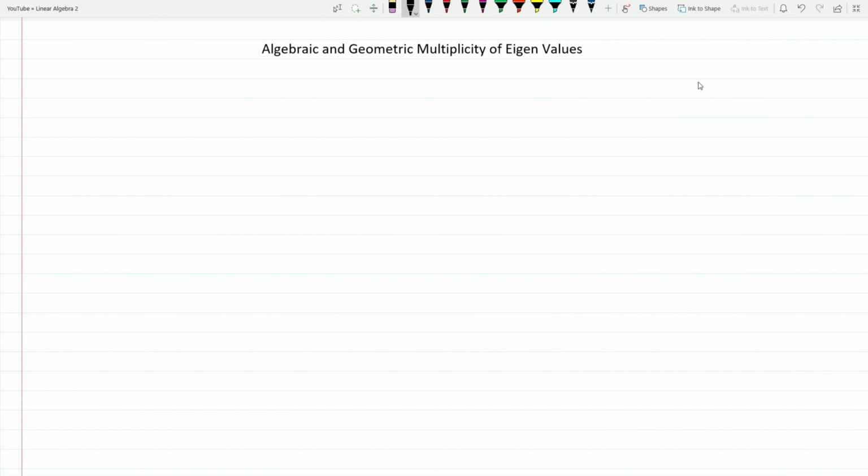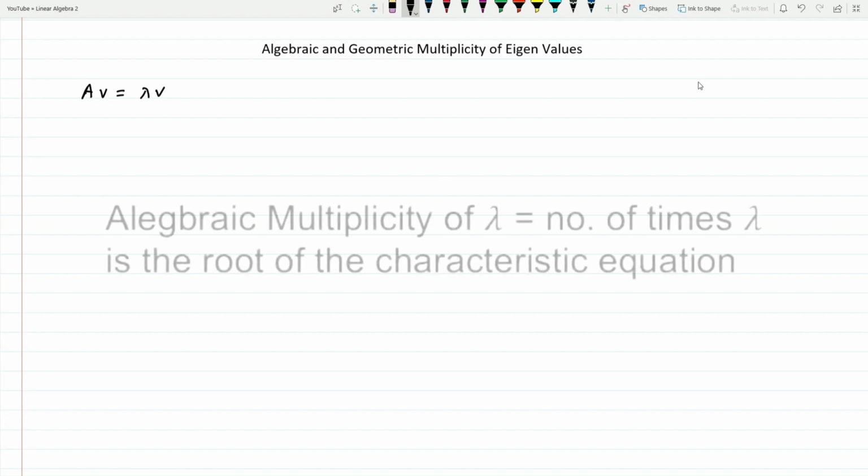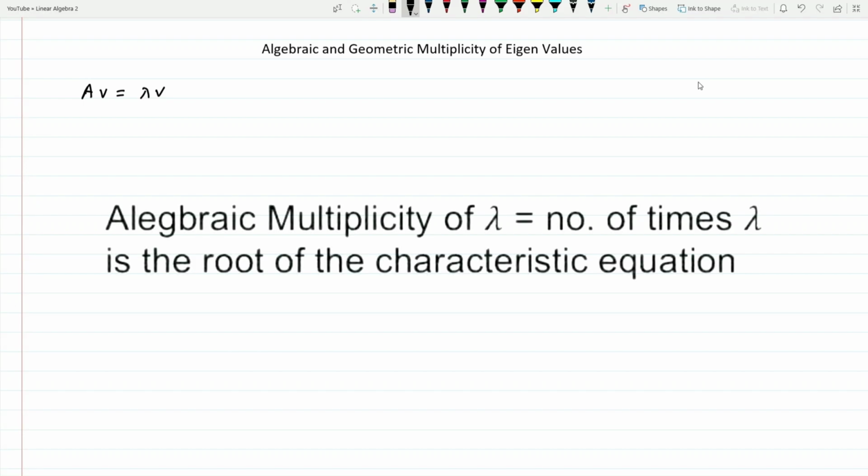As a quick refresher, recall that for a square matrix A, an eigenvalue lambda satisfies AV = lambda V for some non-zero eigenvector V. Eigenvalues tell us how vectors are scaled by the linear transformation represented by A. Today, we are focusing on the idea of multiplicity. Let's start with algebraic multiplicity. This is simply the number of times a particular eigenvalue appears as a root of the characteristic polynomial.